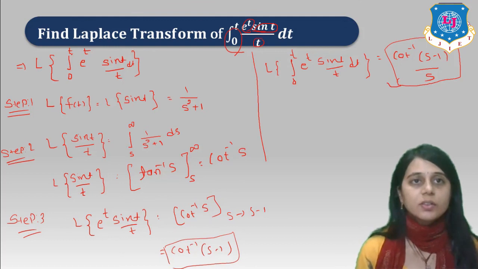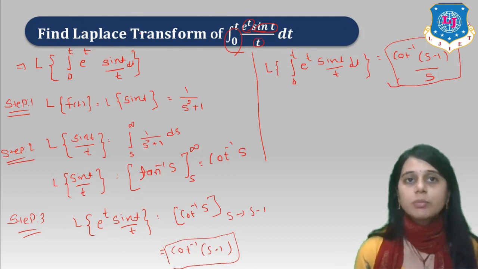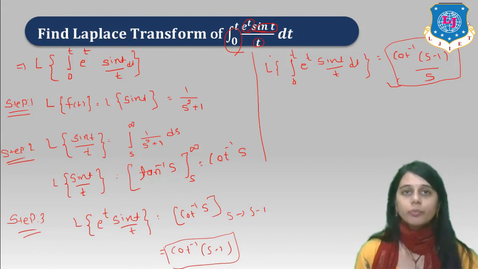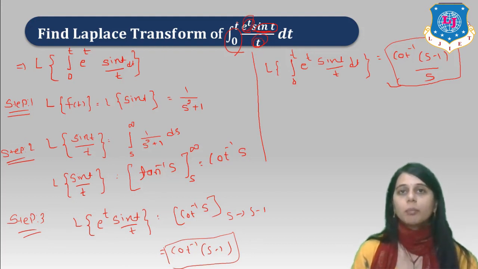Revise this. Laplace transform for integral 0 to t e raised to t sin t by t dt. So first we have to find Laplace of sin t, then the division by t rule, then the first shifting theorem, and then apply the integral rule. So your answer is cot inverse of s minus 1 by s.